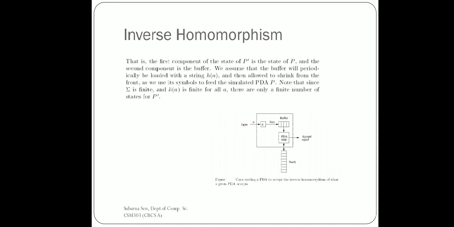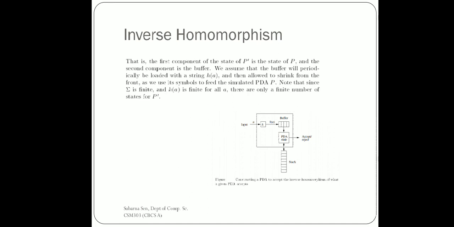Now the first component of the state of P dashed is the state of P, right? We will begin with the same thing, and the second component is the buffer. In the buffer we are storing something, and from the first component we will begin with the same start symbol as that of P, and then we will move to the buffer. We will use each and every symbol in the buffer, and we will keep on processing. So we assume that the buffer will periodically be loaded with a string h(a), and then allowed to shrink from the front as we use the symbols to feed the simulated PDA P. Note that since sigma is finite, h(a) is also finite for each a, and there are a finite number of states for P dashed.